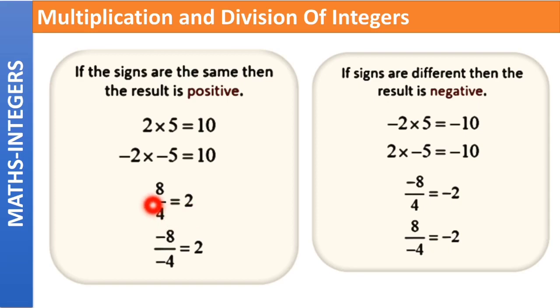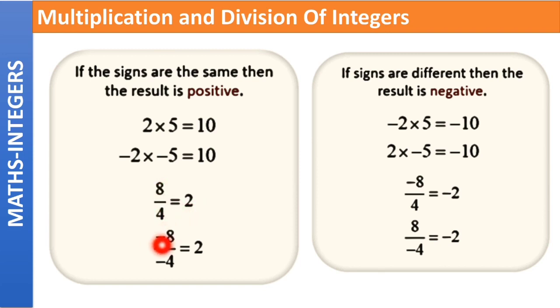Coming to division, 8 divided by 4. If you look at the signs, both the numbers are positive. Both the numbers are positive integers, so the answer will also be a positive integer. Now coming to the absolute value, 8 divided by 4 is what? 8 divided by 4 is 2.